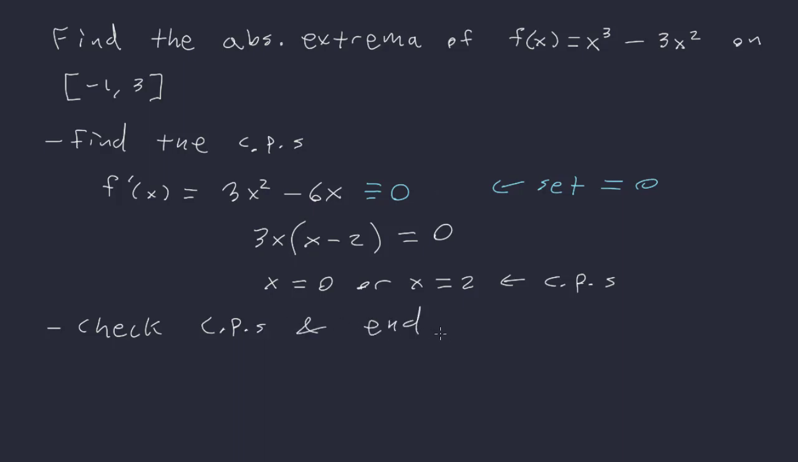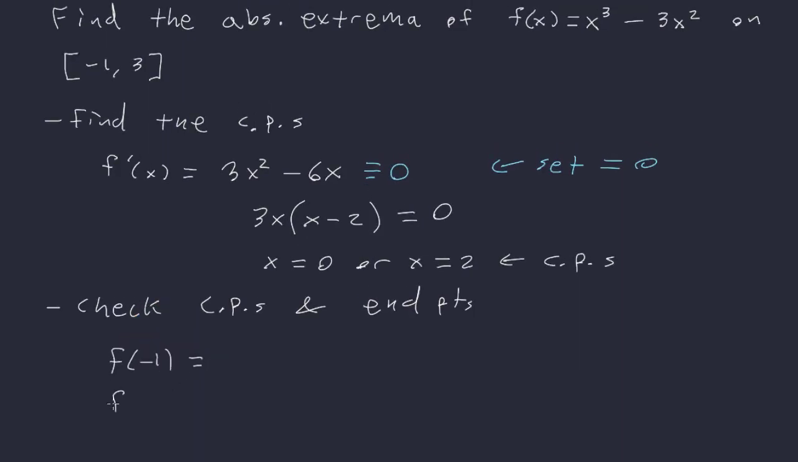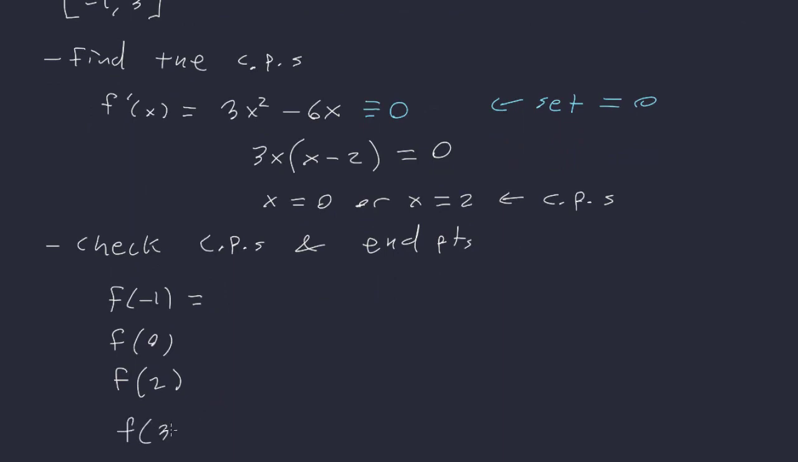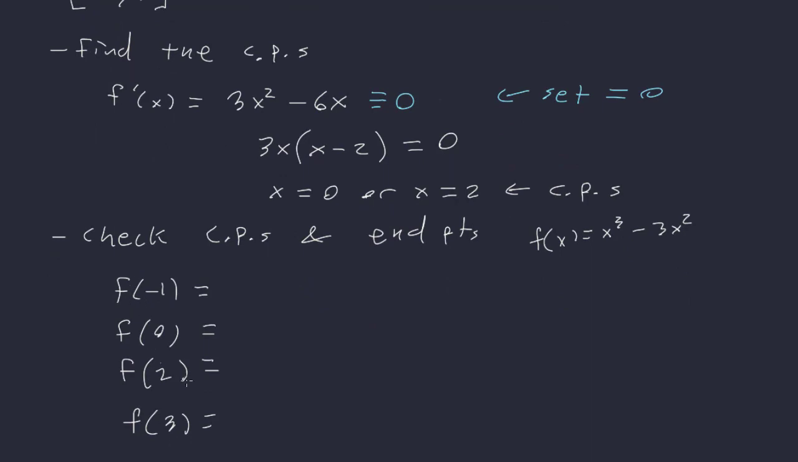CPs and endpoints. Okay, so I just go down the line. f of -1, f of 0, f of 2, and f of 3. Okay, now f, it's kind of off the screen now. If we go back and remember, it was, let me write it over here, x cubed minus 3x squared. So here is a really good example of why we need to be careful about how we label things, even if it's just in your own work, because this is f prime that we solved for. Now we're plugging into f. So we don't want to be plugging into f prime, we want to be plugging into f. So that's something you should be very, very careful about.